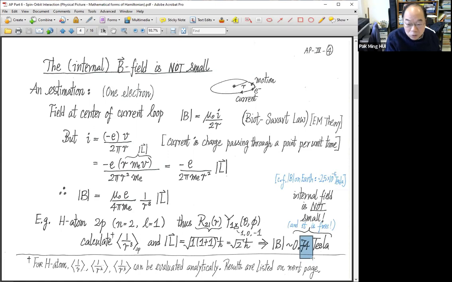Okay, so it is not a small field. The internal field of order 1 Tesla is something that we should look into. That's the take-home message.